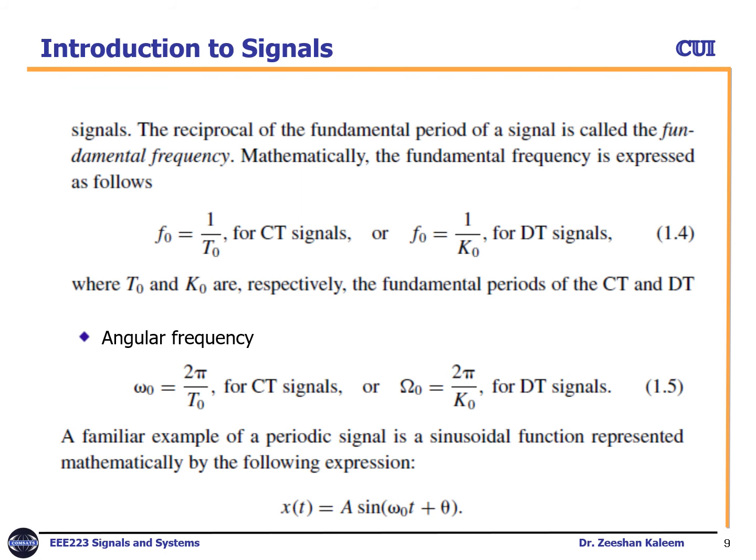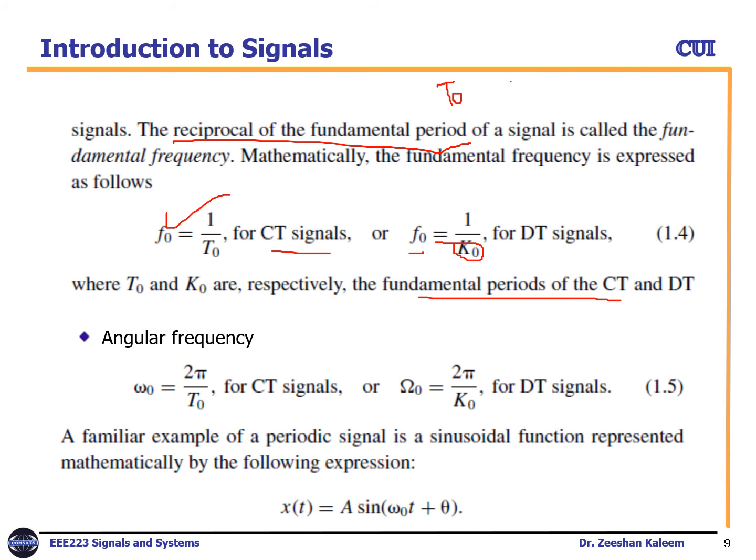So the other term is the fundamental frequency. That's the reciprocal of the fundamental period. If we have a fundamental period T naught and take the reciprocal, 1 over T naught, it is called the fundamental frequency. So the fundamental frequency is 1 over T naught for a continuous time signal, and for a discrete time signal it is 1 over K naught. T naught and K naught are respectively the fundamental periods of continuous and discrete time.